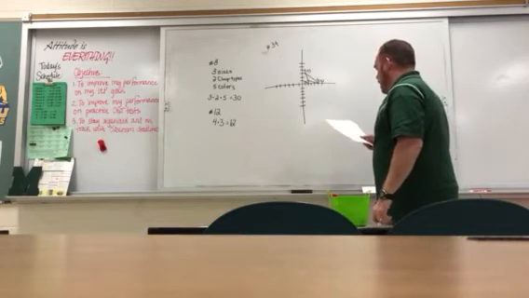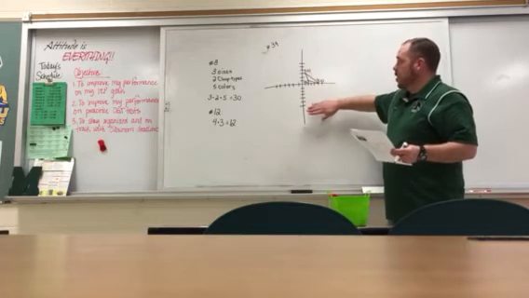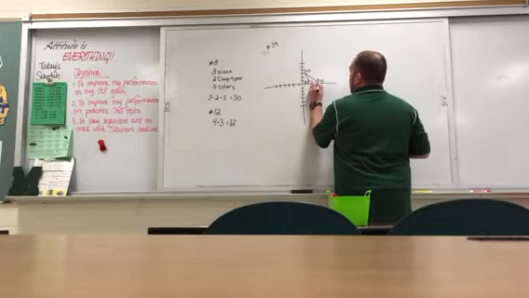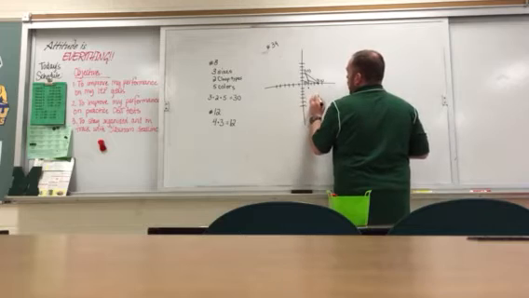Okay? Now they're asking us to first reflect it across the x-axis. So that means we want to take it and flip it this way. Once we flip it that way, our 5, 0 actually remains the same. We will go down our 1 to here for our second point.